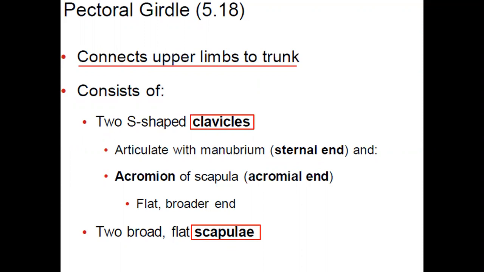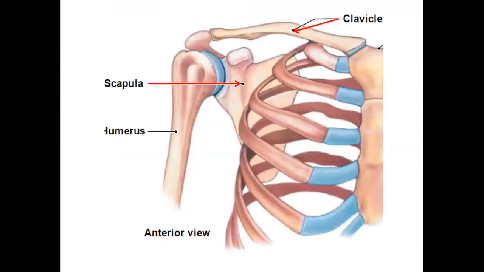So the pectoral girdle connects your upper limbs, so your arms, to your trunk, and it consists of 2 clavicles, so your collarbones, and 2 scapulae, your shoulder blades. So one on the right side, one on the left side. So right here is this pectoral girdle, the clavicle, and the scapula, this triangular shaped bone. We're going to start and talk about those.